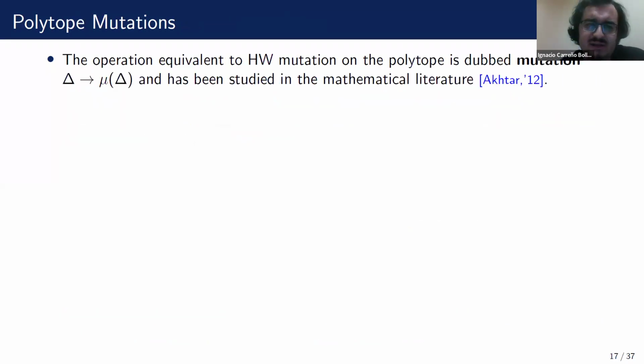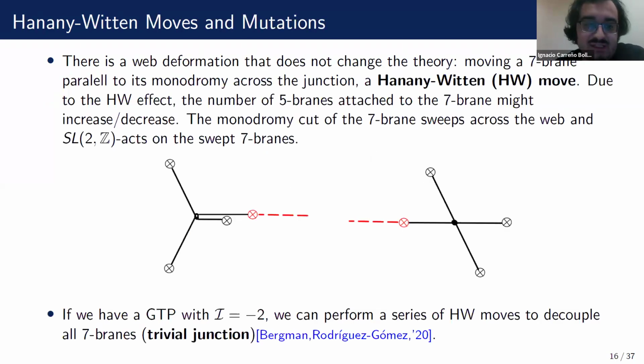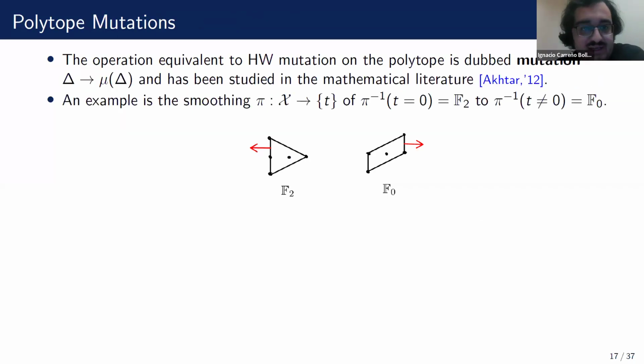Now, what do Hanany-Witten moves correspond to in the geometry? Well, for example, in the toric diagram, the operation analogous to Hanany-Witten moves is called mutation and was originally studied by mathematicians. An example of this so-called smoothing is the smoothing from the F2 toric diagram to the F0 toric diagram, given by this deformation that relates the two toric diagrams, which is exactly the analog of the Hanany-Witten move that we've just presented.